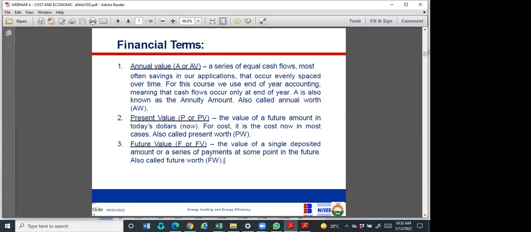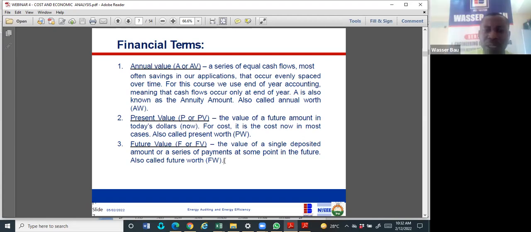Okay, sir. So then the next one is the future value. The future value is the value of a single deposit amount or a series of payments at some point in the future. So the future value simply means if I invest 100,000 in the bank today, in 5 years' time, how much would that 100,000 be?